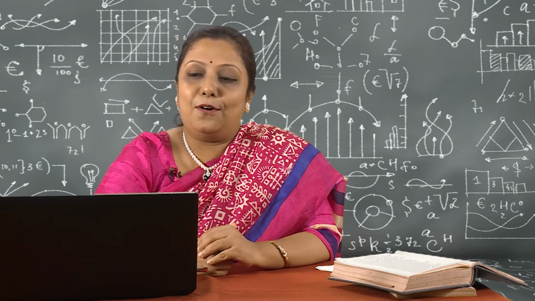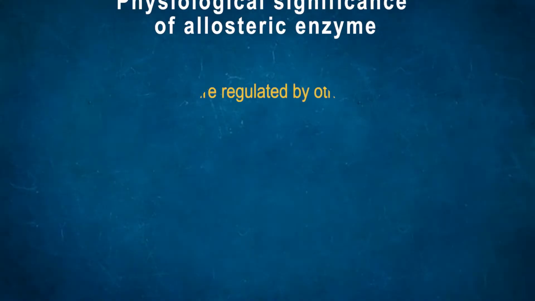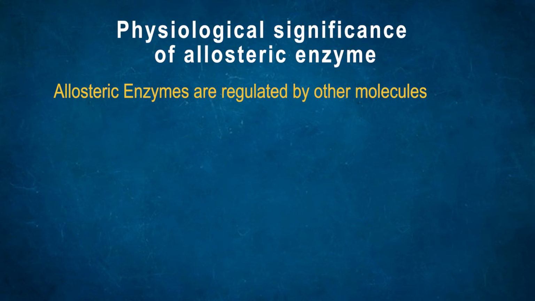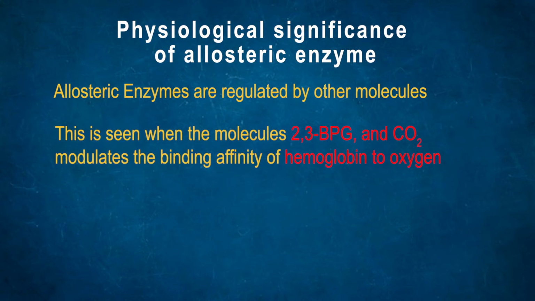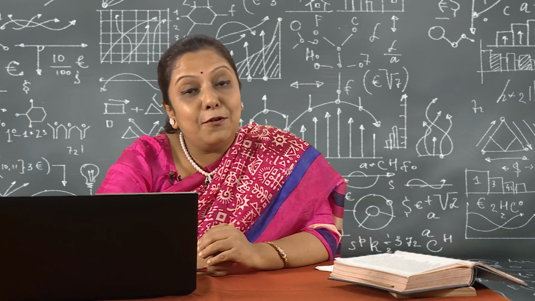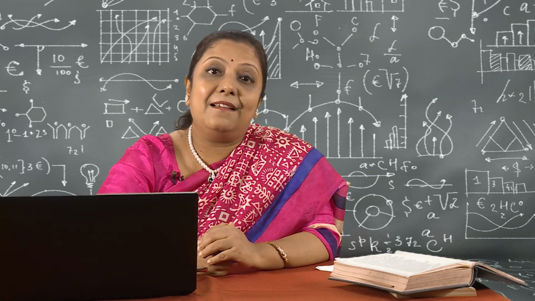Physiological significance of the allosteric enzymes. Allosteric enzymes are regulated by other molecules. This is seen when the molecules 2,3-bisphosphoglycerate and carbon dioxide modulate the binding affinity of hemoglobin to oxygen. Hemoglobin is an example of an allosteric protein.